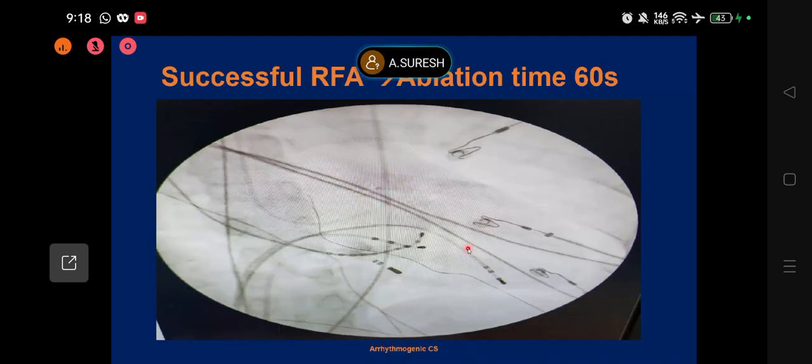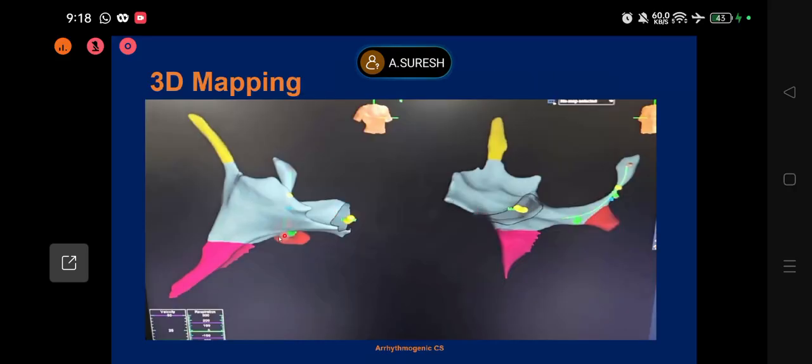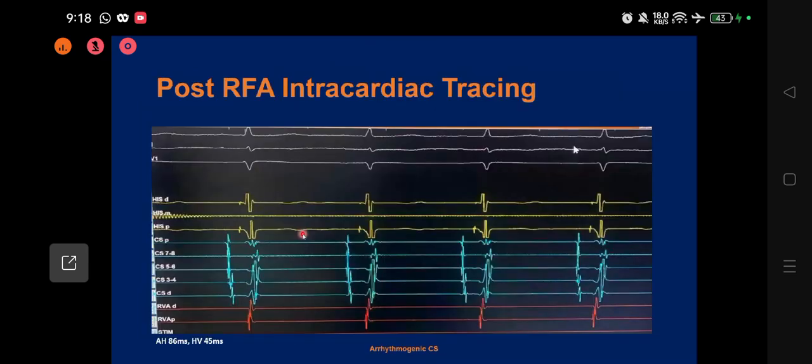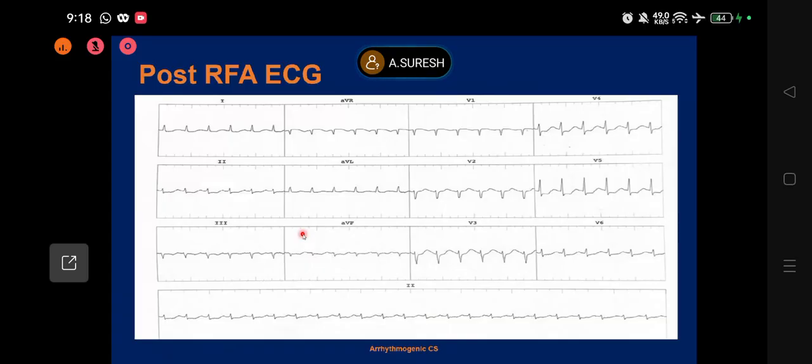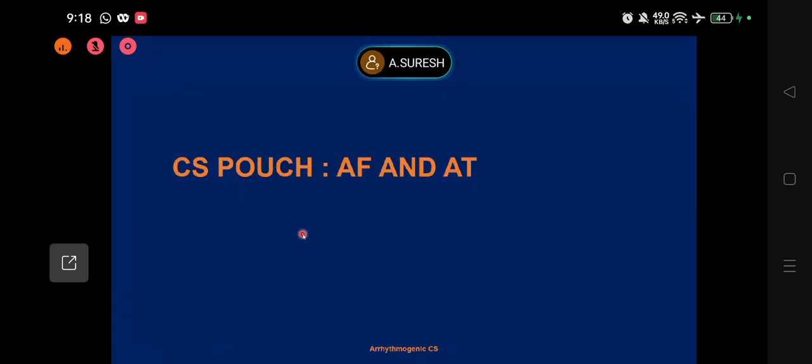The patient had a pouch, and this is the ablation catheter in the pouch, and within 60 seconds the atrial tachycardia terminated and she was in sinus rhythm. And this is the pouch, you can see. Post ablation, in normal sinus rhythm, there was no pre-excitation. Adenosine 18 milligram was given, and there was no reconnection of the pathway. Aggressive AES and VES were done under injection isoproterenol 4 microgram per minute, and there was no AT or AF induced. This is the post-RFA ECG, and this is a case of CS pouch with atrial fibrillation and atrial tachycardia.